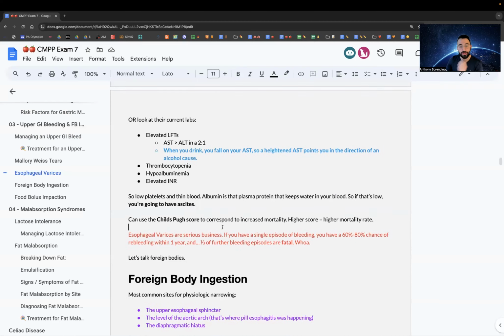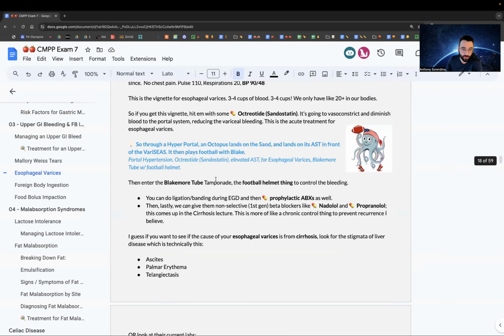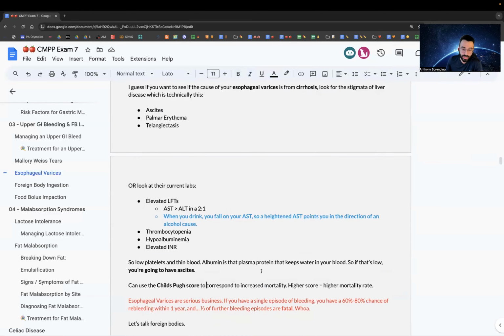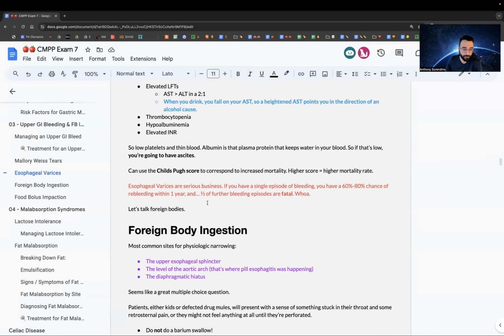You can also use something called a Child-Pugh score to correspond to increased mortality. Why is this important? I was blown away when I read this. If you have a single episode of bleeding from varices, you have a 60 to 80% chance of rebleeding within 1 year, and if you bleed, you have a 1/3 chance of just dying. It's crazy. So you can use this Child-Pugh score. So I don't know, there's a child on the beach and in front of the seas, the varices. So Child-Pugh score, it corresponds to increased mortality for esophageal varices.